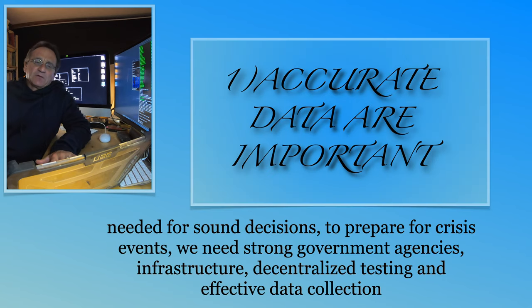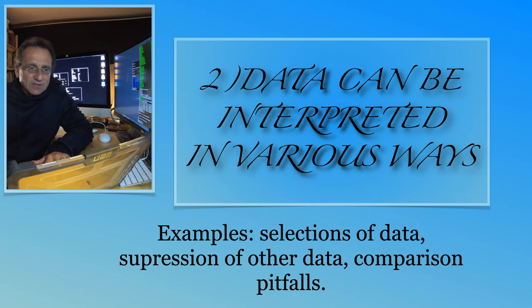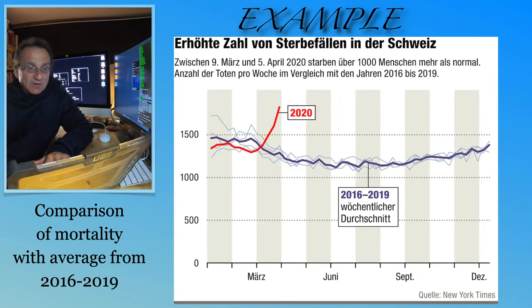What can we learn from the current crisis? First of all, data are very important, and accurate data are important for decision making. We just don't have enough. Also, data can be interpreted in various ways. There are pitfalls. Here's an interesting example.